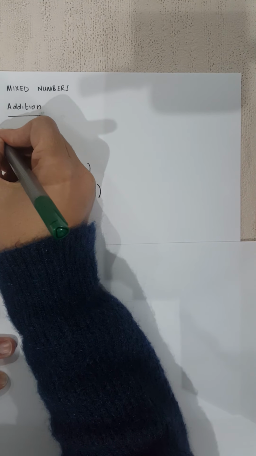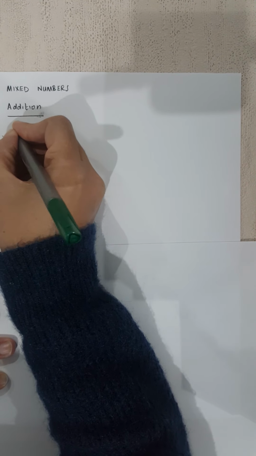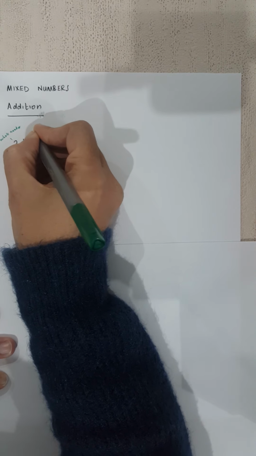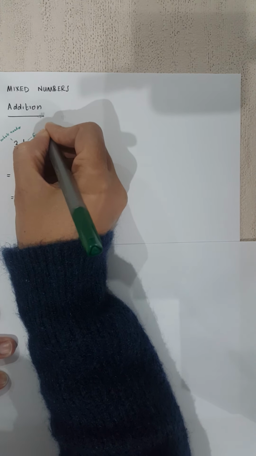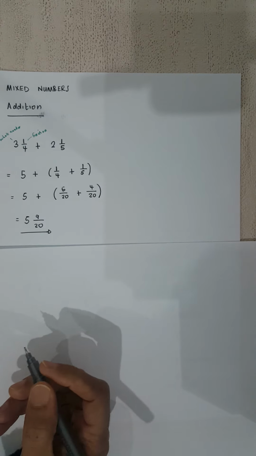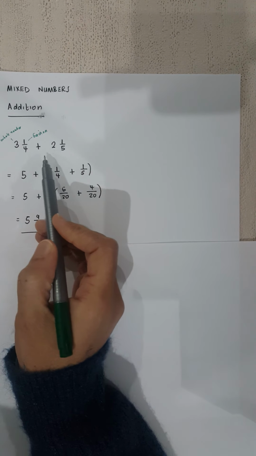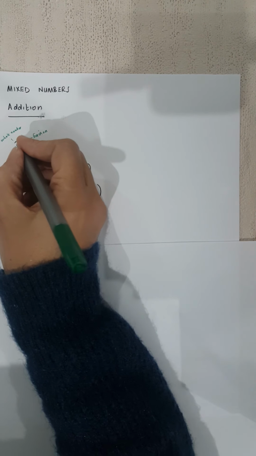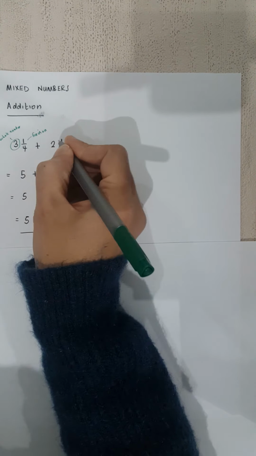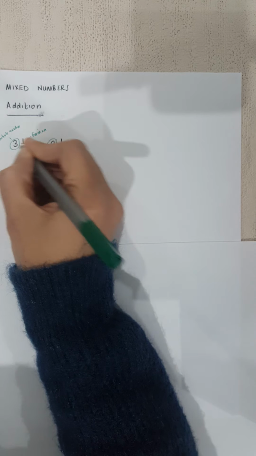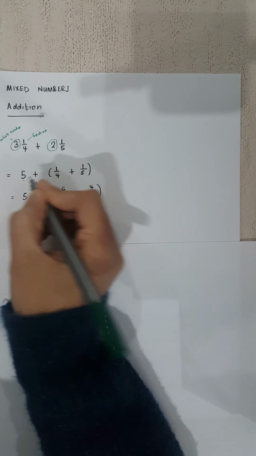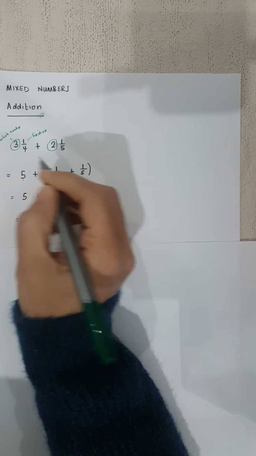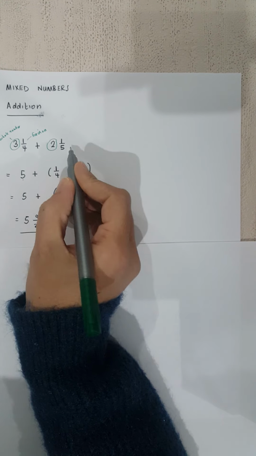It means that we have a whole number and a fraction. So this part of it is a whole number and this part of it is a fraction. That is called a mixed number. So we've got 3 1/4 plus 2 1/5. The easy way of doing it is that you just take the whole numbers first. So I've got 3 and 2, and I've added them together, gives me 5. And then I'm going to do the fraction part of it. I have to add a quarter plus 1/5.